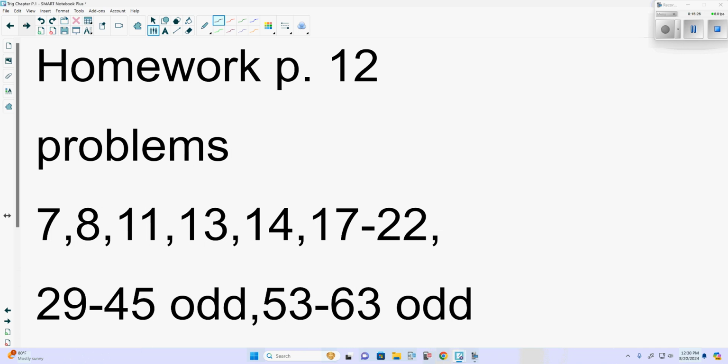Then 53 through 63, odd. 53, 55, or 57, identify the terms. Then identify the coefficients of each expression. 59 through 63, odd: evaluate the expression for each value of x if possible. If not possible, state why you couldn't find the value. And that's it.